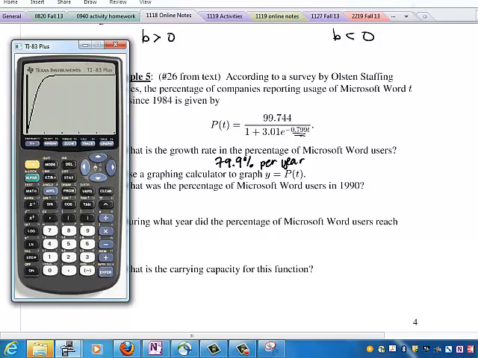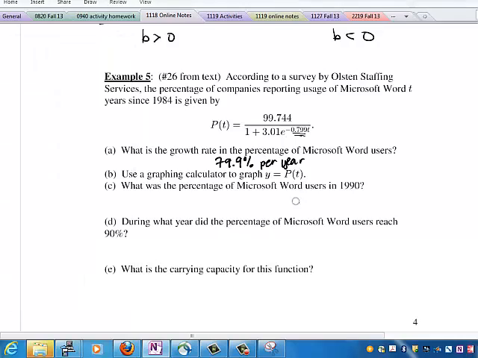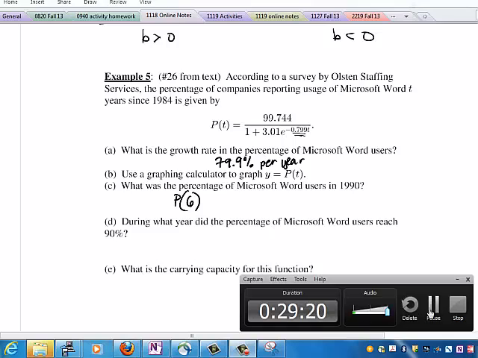If we included negative values, we would see that flat part of this graph, but to the left. But here we see this steep rise and then this leveling off. That's characteristic of logistic growth. So there's our graph. We want to know what was the percentage of Microsoft Word users in 1990. So t equals 0 was 1984. So this would be, we want the percent at 6.